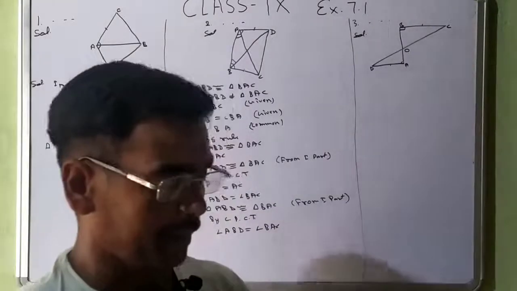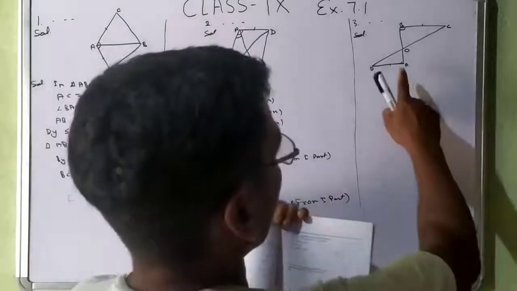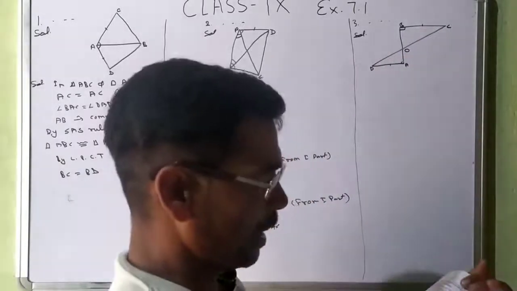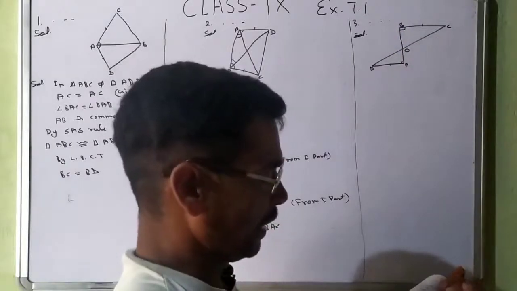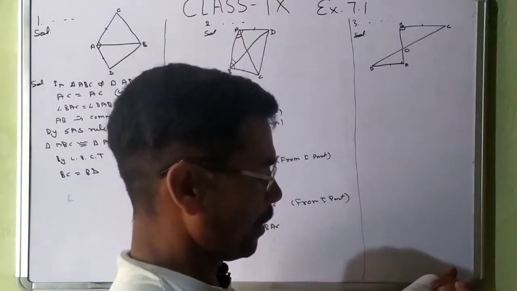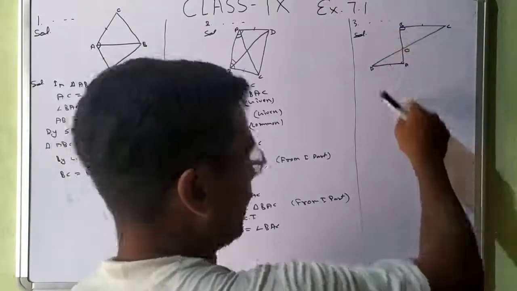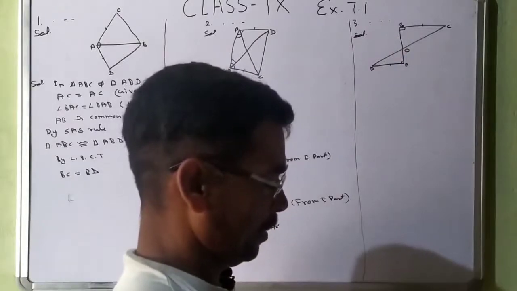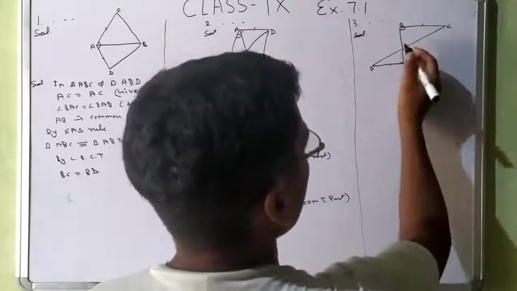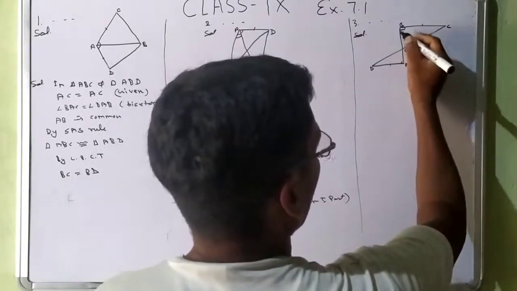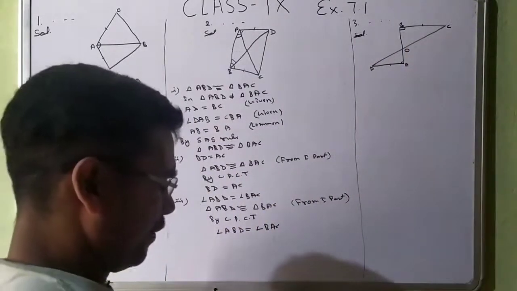Question number 3, AD and BC are equal perpendiculars. Perpendicular means both angles are 90 degrees. Equal perpendiculars to a line segment AB. So that CD bisects AB. It means we need to prove that OB is equal to OA. We need to prove that.